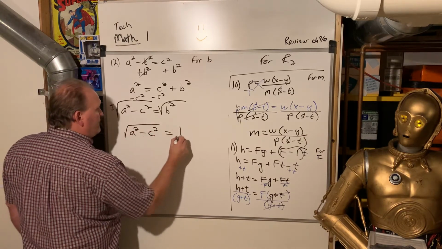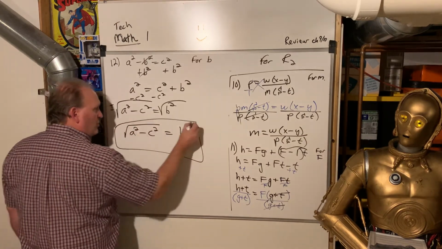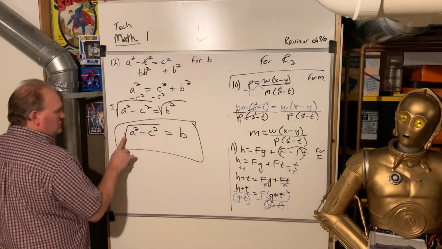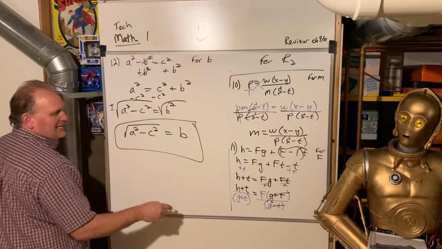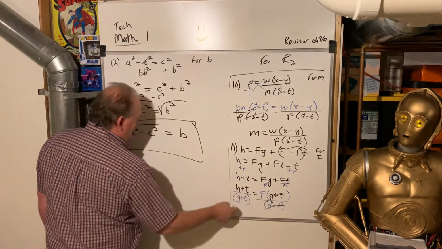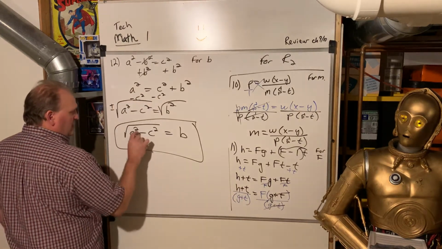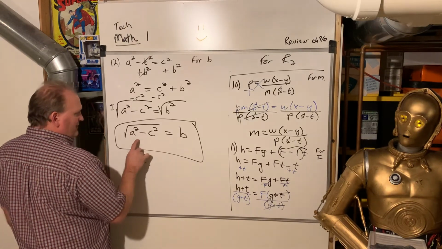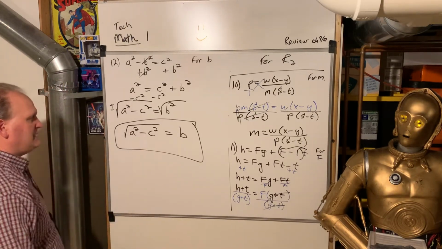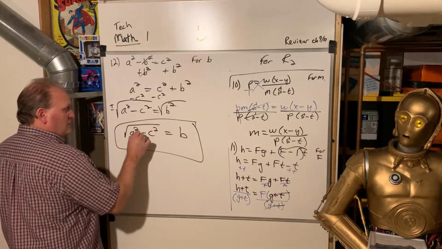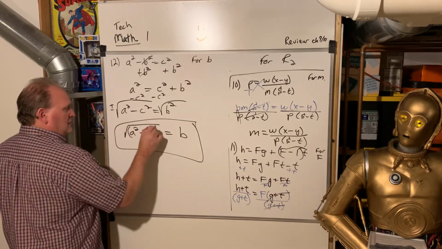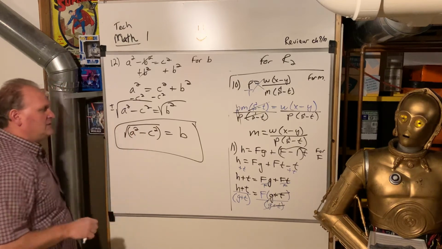Ooh, also very, very, very important. We do not distribute a square root over a plus or a minus. For the same reason that we couldn't cancel these T's, you cannot put a square root over a plus or minus. I've had students tell me, oh, so it's a minus c. No, it's not. You can't distribute a square root over a plus and a minus. So that's the square root of that.